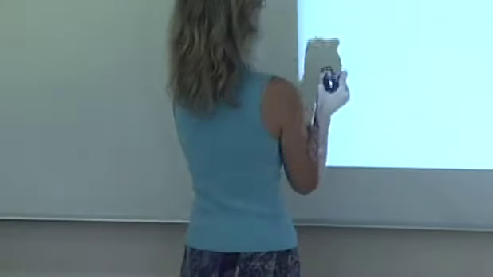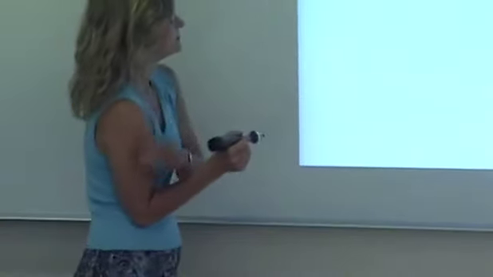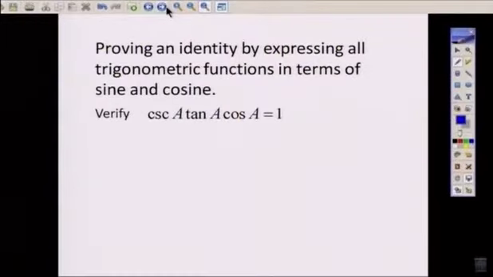Now that we have all the basic trig identities, we're going to be proving some of these identities using the ones that we already know. So this asks you to prove an identity by expressing all trig functions in terms of sines and cosines. And that's kind of a good basic fallback. If you're not sure how to verify or prove an identity, express them in terms of sines and cosines.